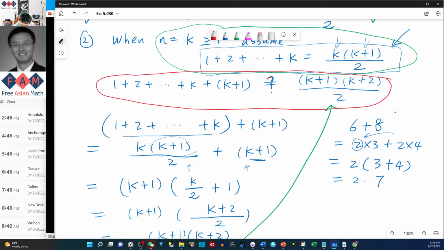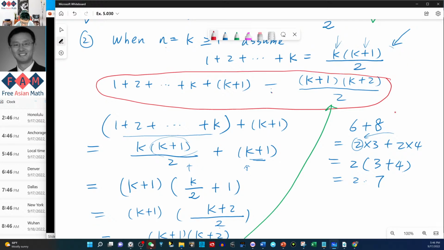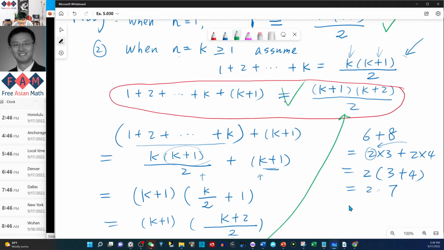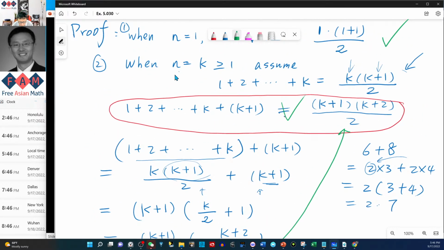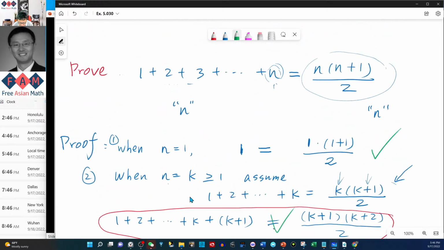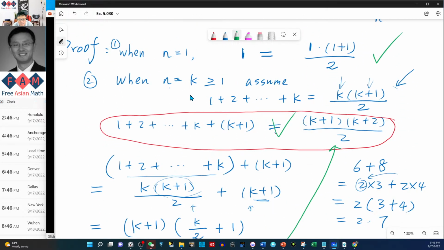Is this true? Yes. We just showed that this is indeed true. So no longer a question mark here, but a big green check mark. This is indeed true. So what did we do? We just show that if n equals k, this summation formula is true, then for the next k, k plus 1, this formula must be also true. Okay, this is called mathematical induction.